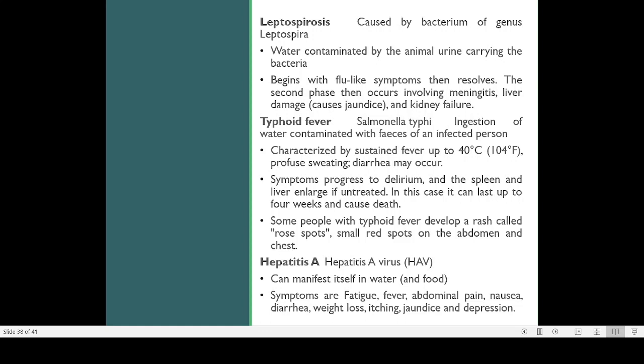Now, hepatitis A is caused by a virus, the hepatitis A virus, just like there are three types of hepatitis: A, B, C. Hepatitis A is usually caused by contaminated water.